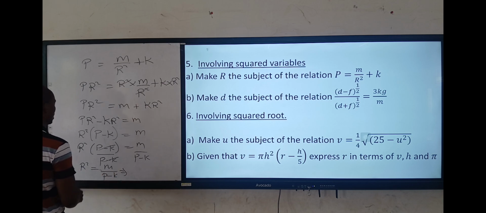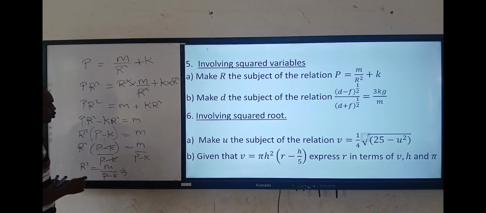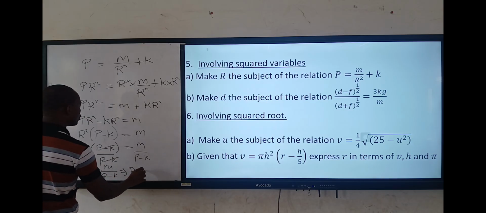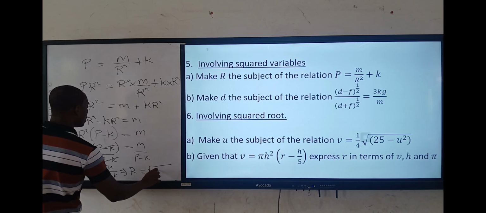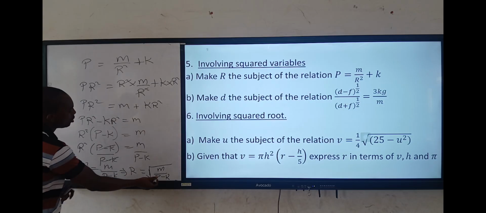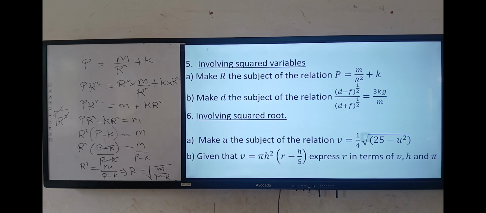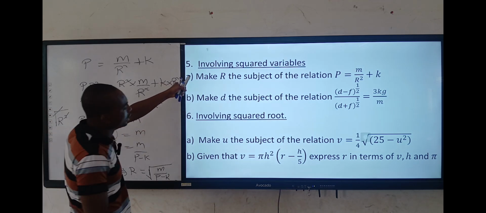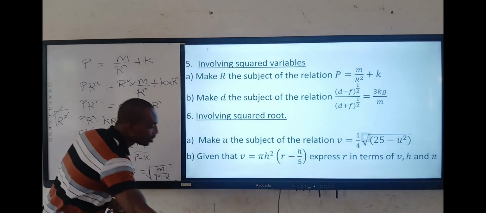Let's continue it here. Since you are looking for R, not R squared, you take square root on both sides. So here will be R equal to square root of M over P minus K. So when you take square root of R squared here, this square will cancel the square root, leaving us the R. So this one becomes the answer for the A. Now let's take the B.